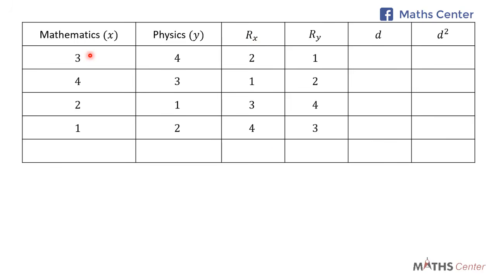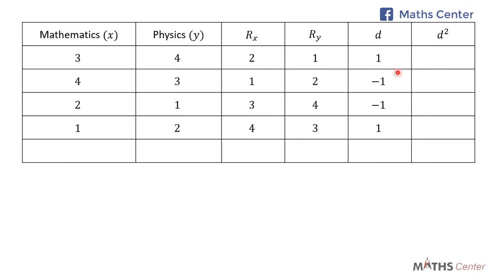So the Rx gives us the ranks for X, the Ry gives us the ranks for Y. After finding Rx and Ry, D is the difference between Rx and Ry. So D will be Rx minus Ry. Here you have 2 minus 1, which is 1. The next one will be 1 minus 2, which is negative 1. The next will be 3 minus 4, which is negative 1. And the next will be 4 minus 3, which is 1.